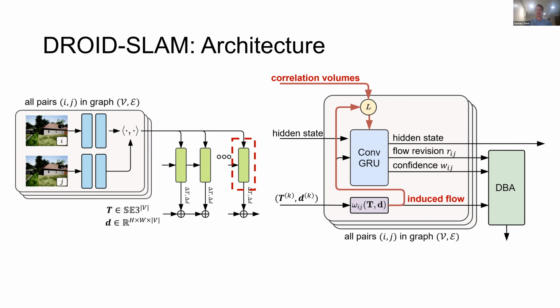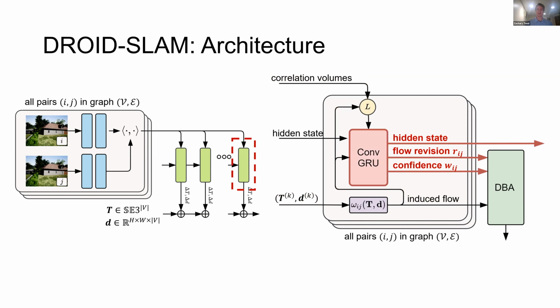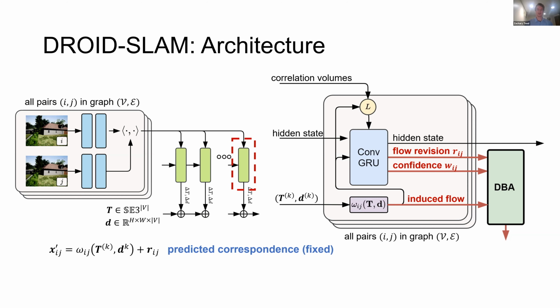We then use these predicted correspondences to index from the correlation volumes. These correlation features, alongside the flow features, are plugged into the convolutional GRU. What this convolutional GRU produces is an updated hidden state, a flow revision, and a confidence estimate. These are plugged into this dense bundle adjustment layer, which I'm going to describe now.